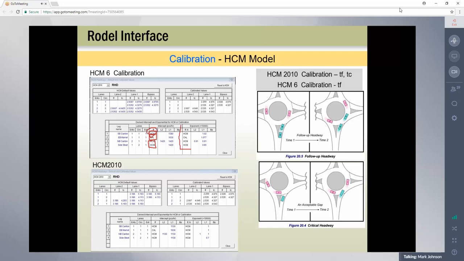Rodel is also implemented if you wanted to. There is an effect on the critical gap as well, and if you want to use that, you can use that. It's slight, and the HCM6 dropped it as a calibration feature, but it's available if you want to use it.